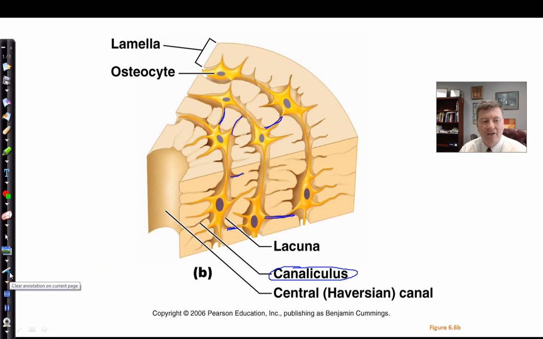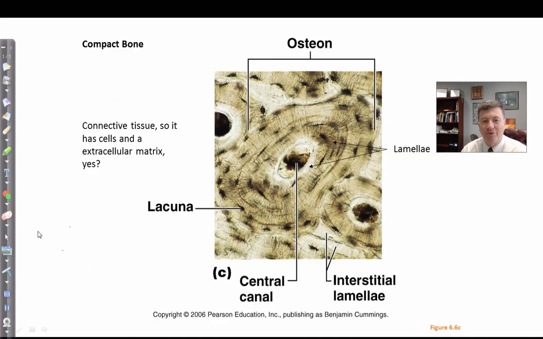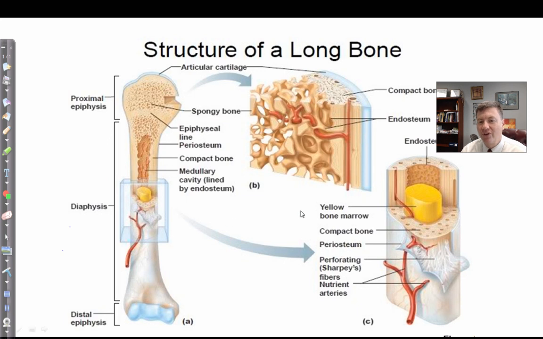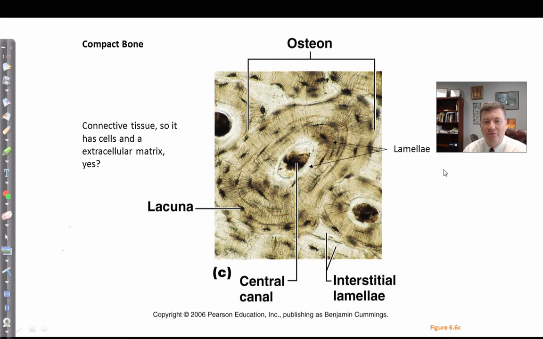So again, I'm going to go back real quickly. No, I'm not. Yeah, I am. I'm going to go back real quickly just to remind you of the structure. When we're talking about lacunae and osteocytes, we're talking about inside these tiny little parts as we move through.